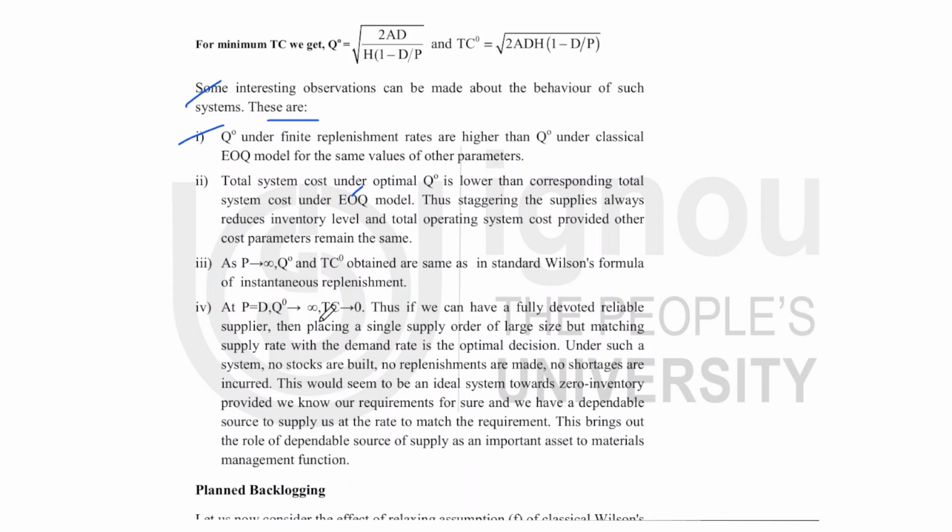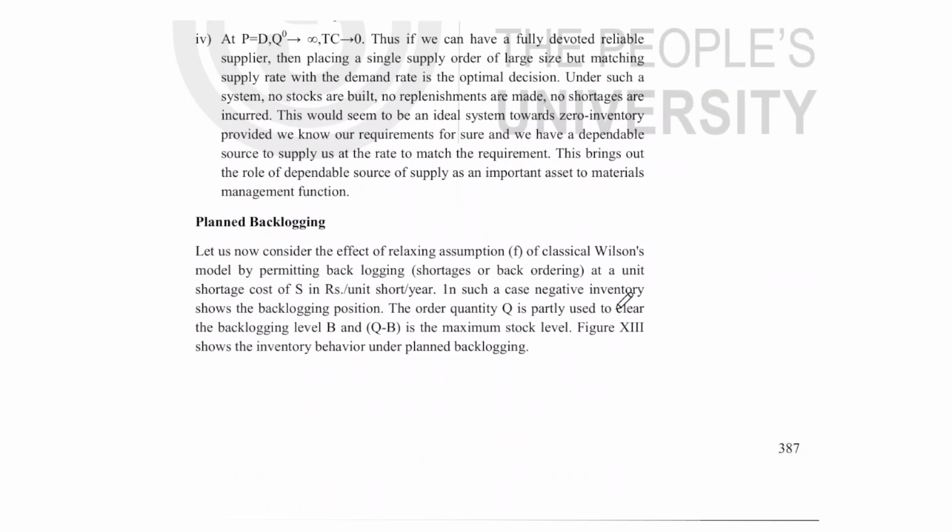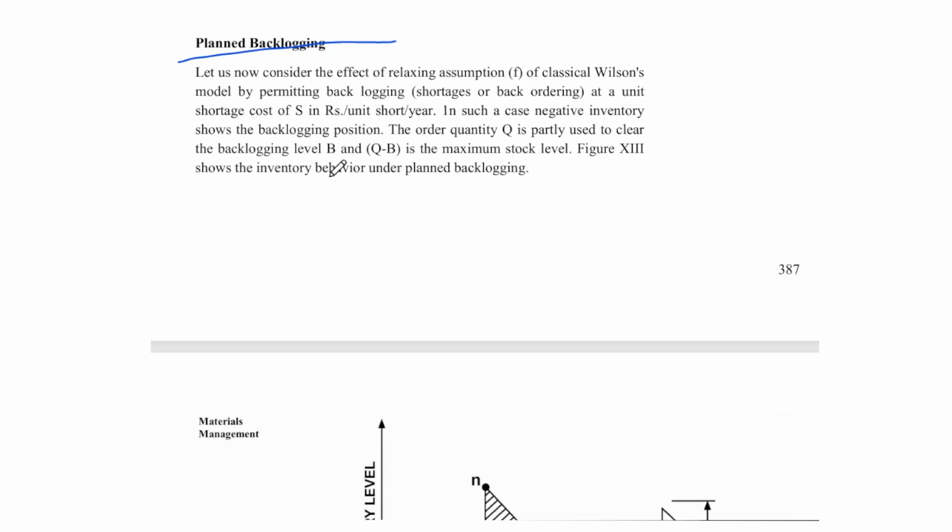So this is all equation based, so please refer to this. And planned backlogging. What is planned backlogging? Let us now consider the effect of relaxing the assumption of the classical Wilson's model by permitting backlogging, that is, shortage or back ordering at a unit shortage cost of S rupees per unit short per year. In such a case, negative inventory shows the backlogging position.